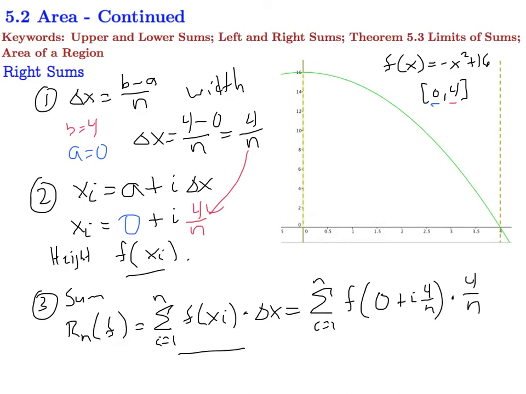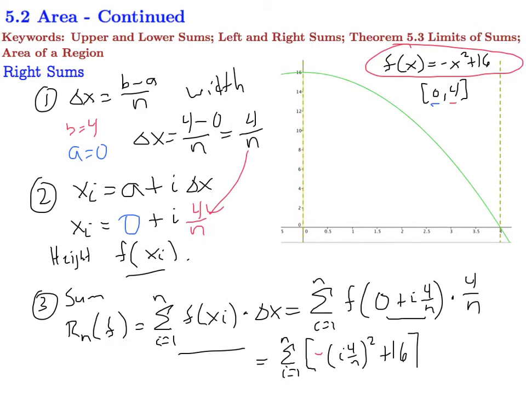And then we can always go one step further and make this look like f. The sum from i equals 1 to n of, in this case, we're going to put the 0 plus i times 4 over n into our actual function, which we gave way up here in the corner. And so this is going to be the function negative, in parentheses, i times 4 over n squared plus 16, the whole thing times 4 over n.